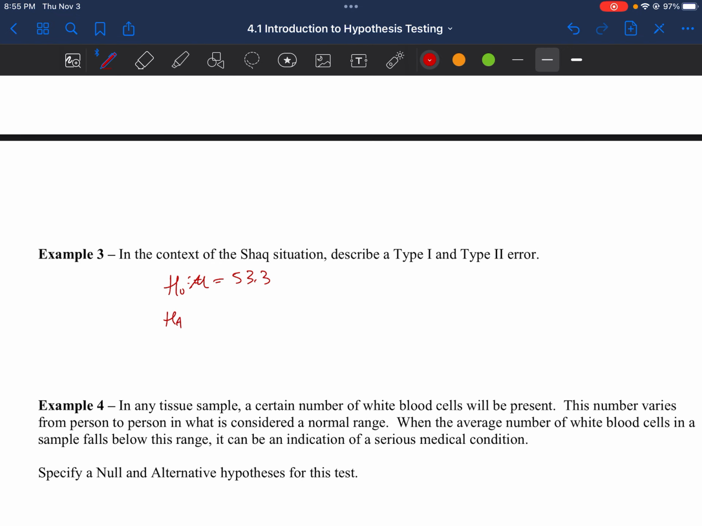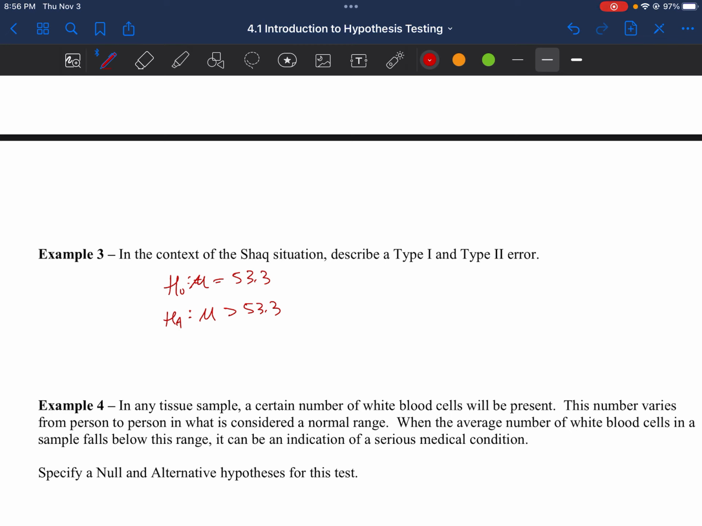And the alternative hypothesis was that it was actually going to be greater than 53.3, okay? So type 1 error would be if Shaq was actually throwing free throws at the same percentage, we just happened to get a bum sample that happened to be a little bit above normal, so much so that we reject the fact that he's still throwing free throws like normal.